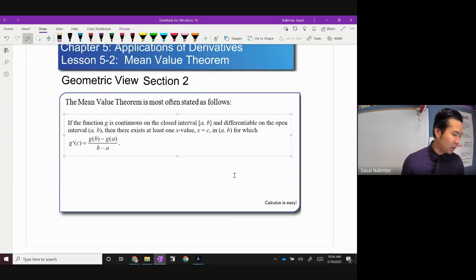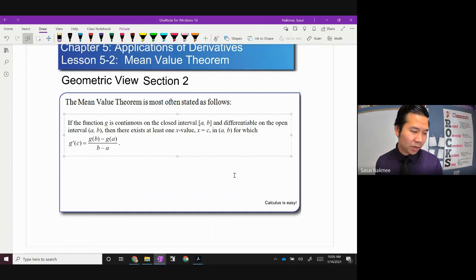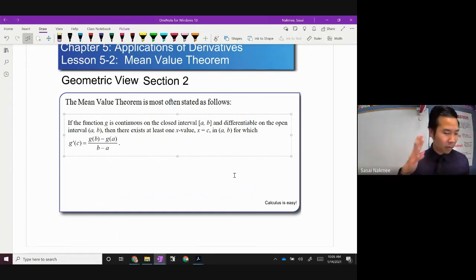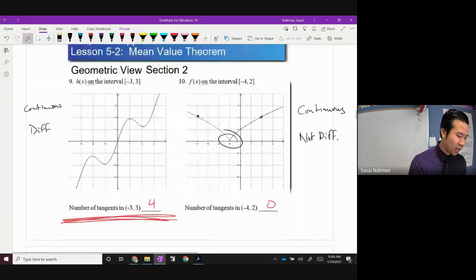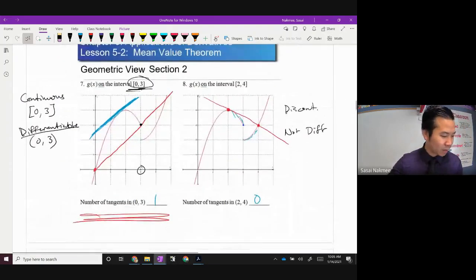G prime of c is going to be equal to g of b minus g of a over b minus a. And you're like, what the heck are you talking about? Everything that you've just drawn over here. Like, for example, let's look at one that has this one example right here.